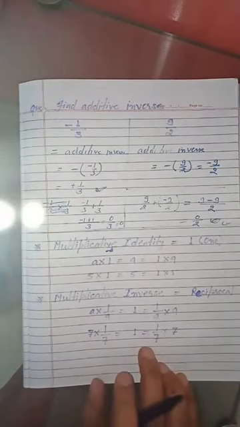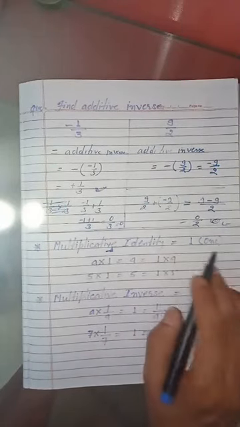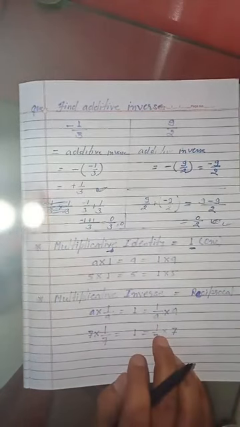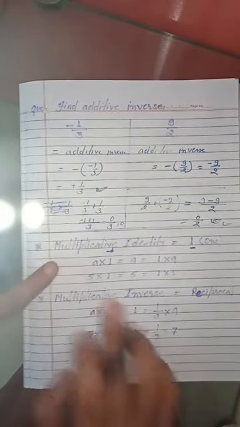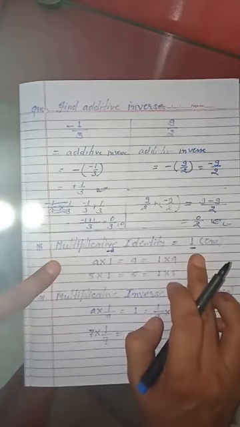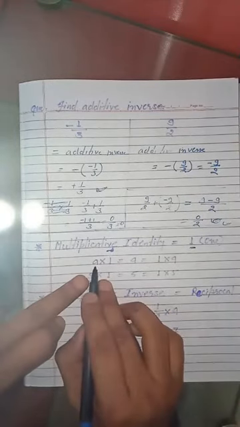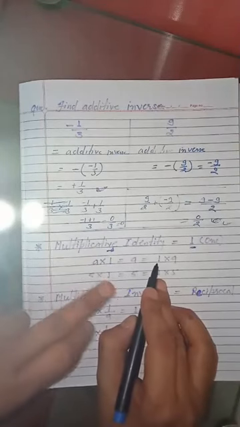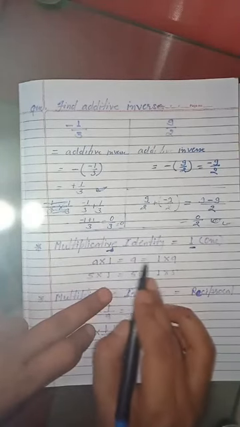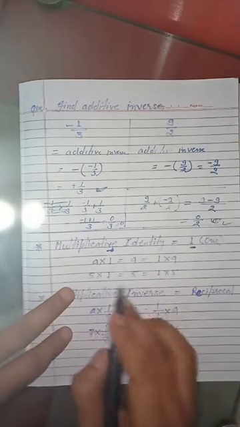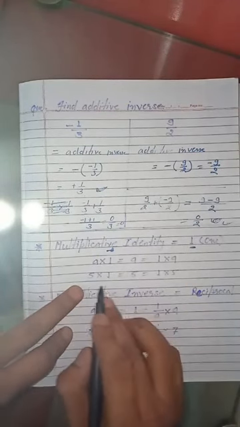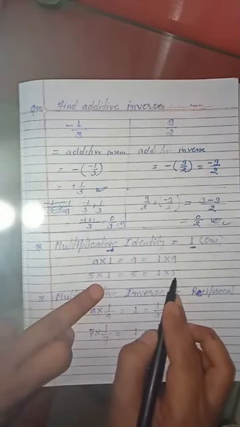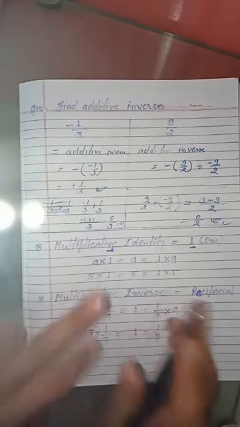What is the multiplicative identity? Multiplicative identity is our 1. 0 is our additive identity and multiplicative identity is 1. Okay. Now if we multiply a number with 1, the number remains the same. Whenever we multiply the identity with any number, the number will remain the same. Now 5 multiplied by 1 equals 5, or 1 multiplied by 5 equals 5.